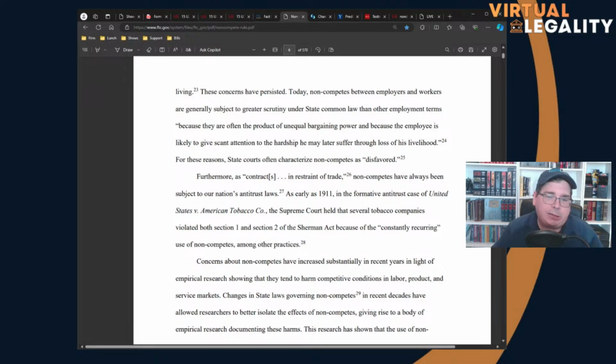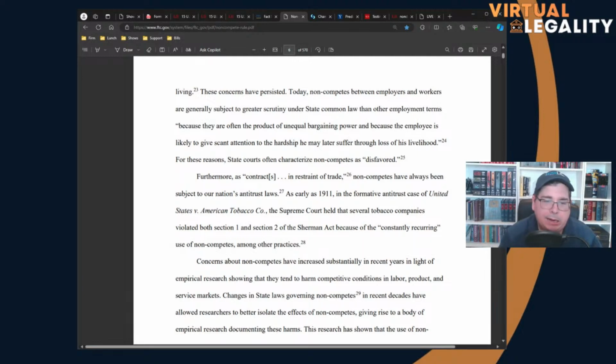The FTC is just trying to attach this notion that non-competes are bad to other precedent that they think is helpful to them. The Supreme Court held that several tobacco companies violated both Section 1 and Section 2 of the Sherman Act because of the constantly recurring use of non-competes, among other practices. Now, worth noting in this paragraph is that, as the FTC describes it, this is a part of a broader Sherman Act claim of monopolization and restraint of trade, and that the reason this company got in trouble was because of constantly recurring non-competes and other things that made the way it was being used problematic, right?